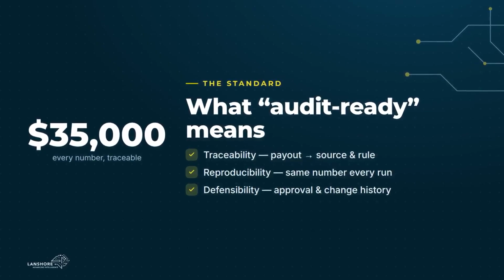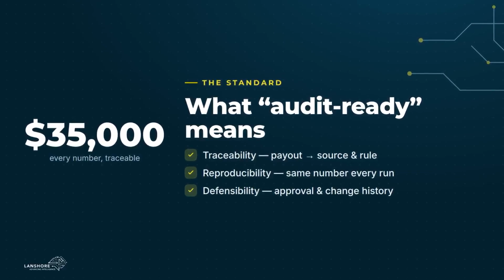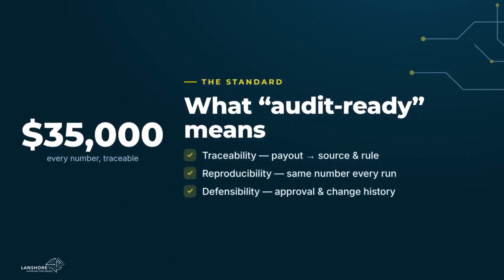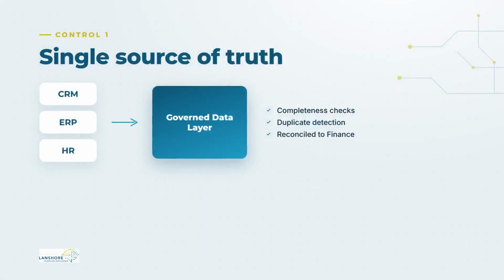Reproducibility: if you rerun the period, do you get the identical number every time? And defensibility: can you show an auditor the approval and the change history behind it? If the answer to all 3 is yes, you have audit-ready compensation analytics. If it's no, you have a spreadsheet you're hoping is right.